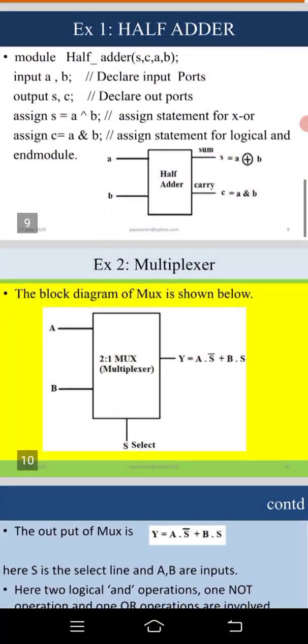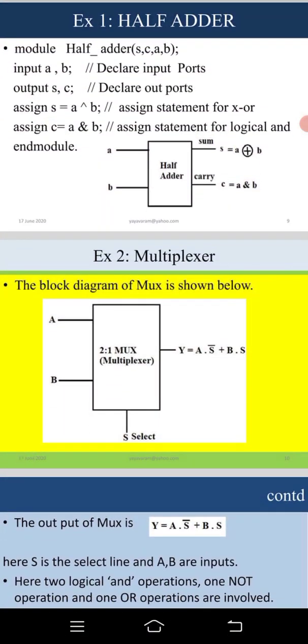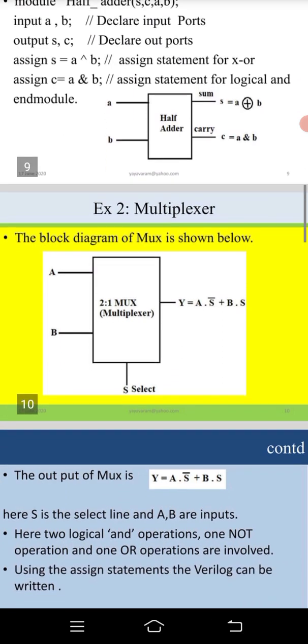And here's another example, 2 to 1 multiplexer. The block diagram of the MUX is shown below. So the diagram of the 2 to 1 multiplexer. They have inputs A and B and S, the select. Then Y is equal to A times S complement plus B times S.